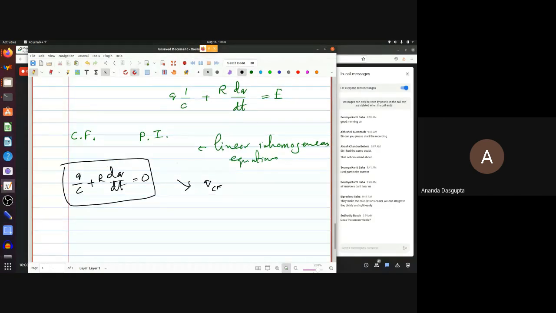Now, the complementary function does not satisfy the equation you want to solve. It does not solve q by C plus R dq/dt equals E. It's a simpler equation, but it's not a solution at all. The particular integral, on the other hand, gives you a solution to the inhomogeneous equation. It gives you some charge which, if you were to plug into the equation, would exactly give you E. So the question is, if the particular integral already gives you the solution, why do you need to worry about the complementary function at all?